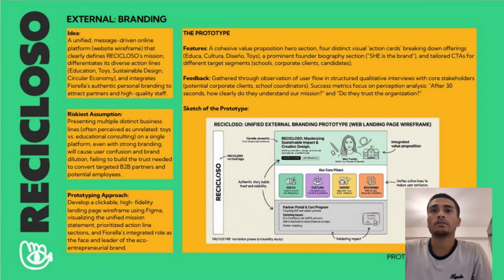Okay, now we are going to present our external branding prototype, which solved the confusion around Resicloso's different business lines. We designed a clickable landing page framed in Figma with 3 main elements. First, a clear value proposition divided into 4 pillars: education, culture, design, and the circular economy. Second, Fiorella's personal story as the face of the brand to build trust for the clients. And third, the clear action buttons for schools, corporate clients, and job applications.